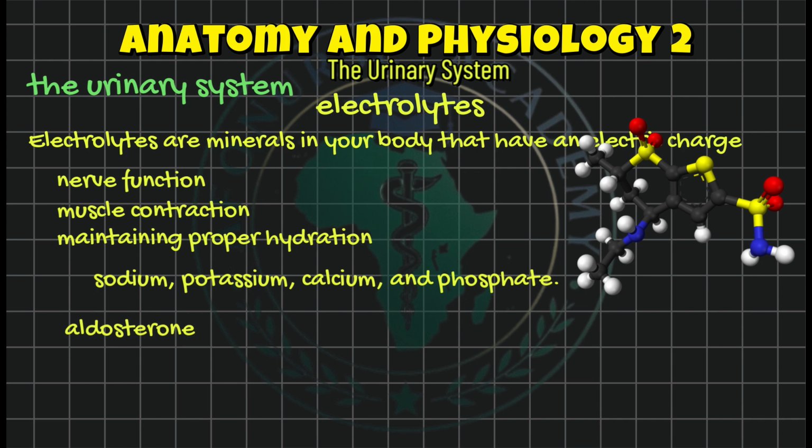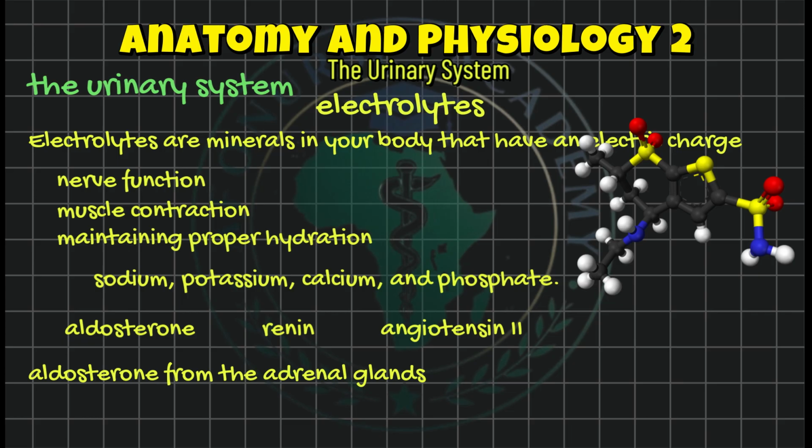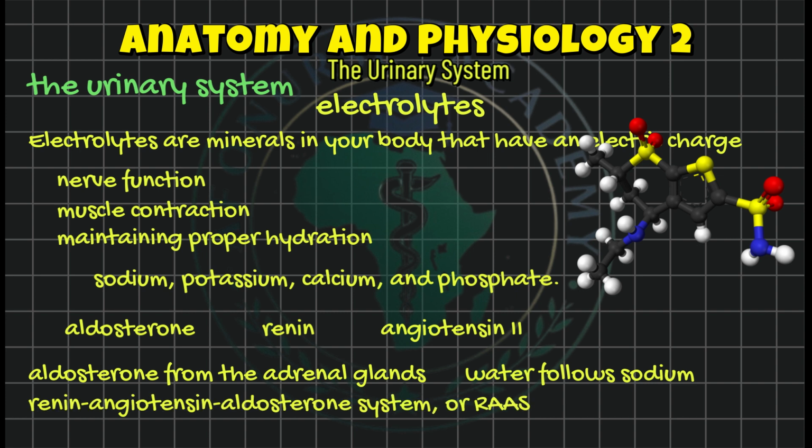When blood sodium is low or blood pressure drops, the kidneys release an enzyme called renin. Renin triggers a chain of reactions that eventually produces angiotensin II, which then stimulates the release of aldosterone from the adrenal glands. Aldosterone tells the kidneys to reabsorb more sodium, and water follows sodium, so blood volume and blood pressure increase. This whole system is called the renin-angiotensin-aldosterone system, or RAAS, and you'll hear about it a lot in your studies because it's crucial for blood pressure regulation.